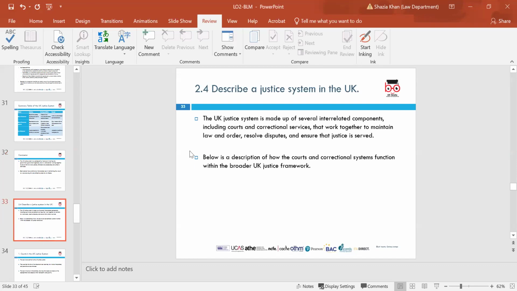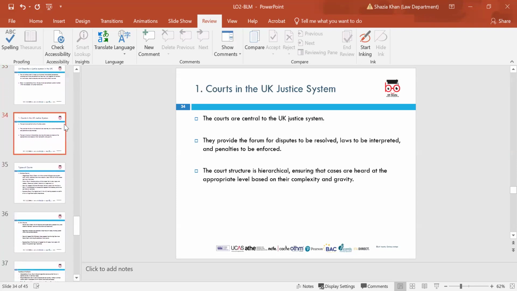So 2.4, describe a justice system in the UK. The justice system is made of several interrelated components, including courts and correctional services. Below is a description of the courts' work.